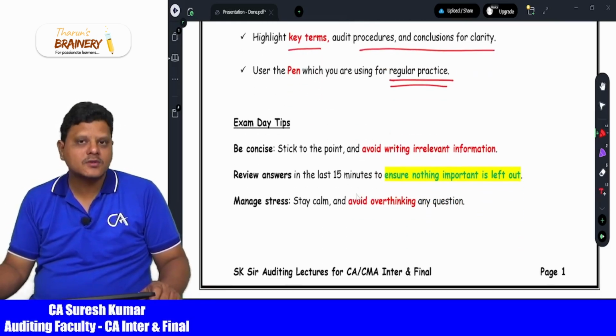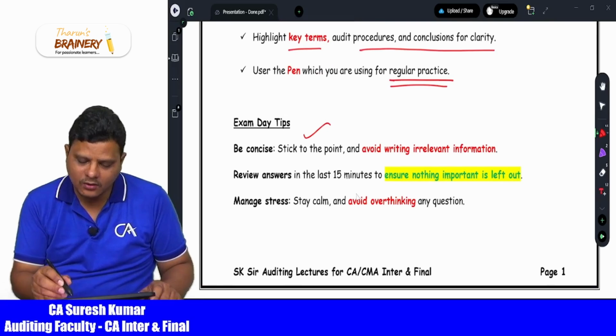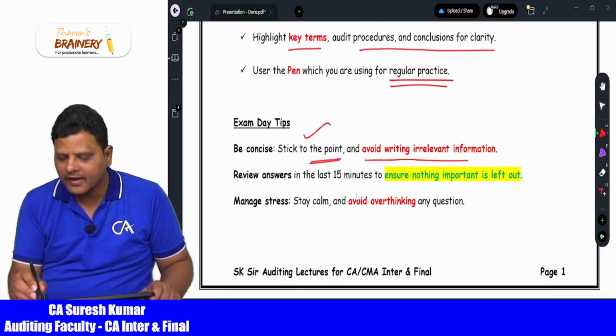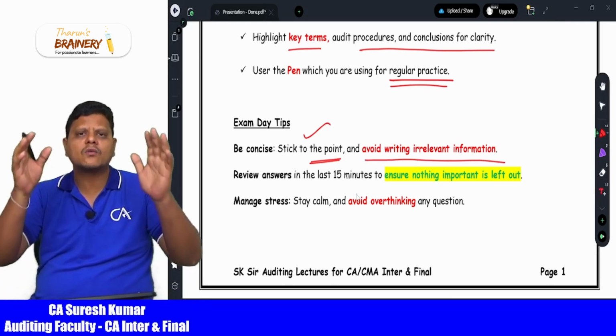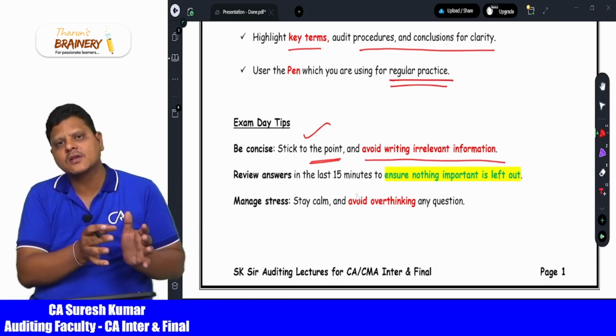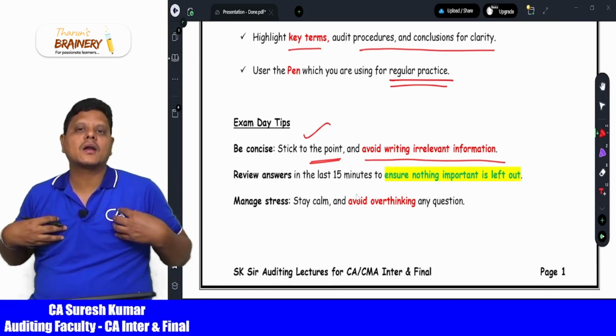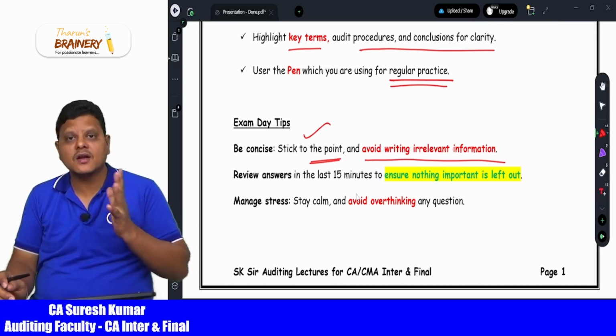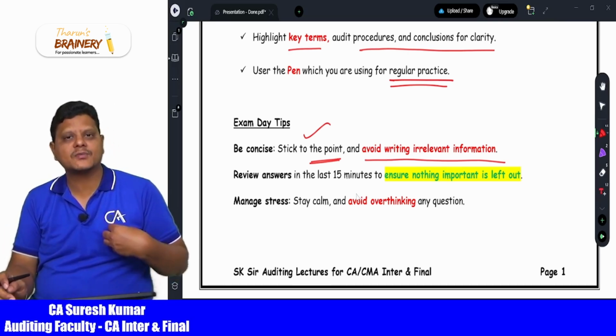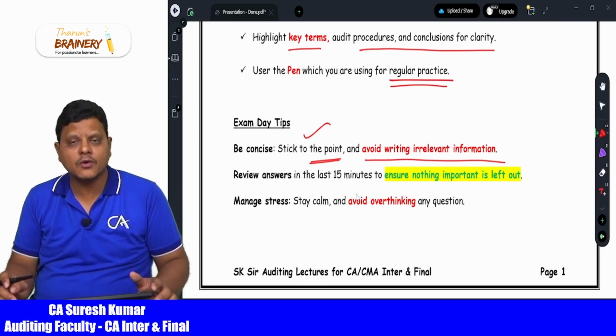Then the examiner tips you can follow, my dear friends. Stick to the point. Avoid writing irrelevant information because it is the Institute of Chartered Accountants of India examination. Don't write whatever you know, don't throw garbage. Write what the examiner wants to know from you. Even if you feel 15 to 17 pages are enough, the examiner is not expecting you to write all 36 pages of the booklet given to you.